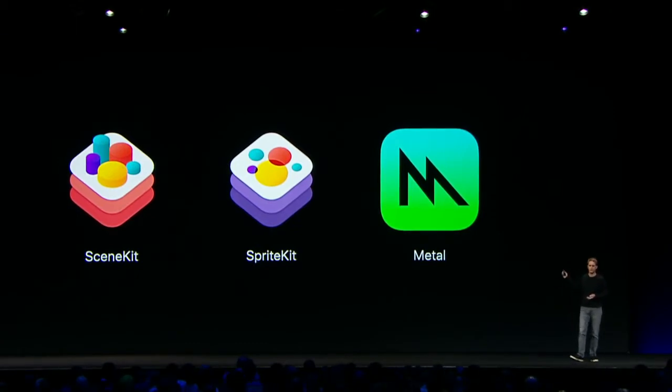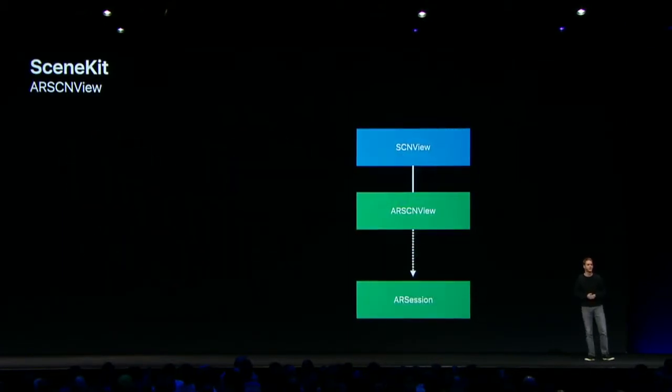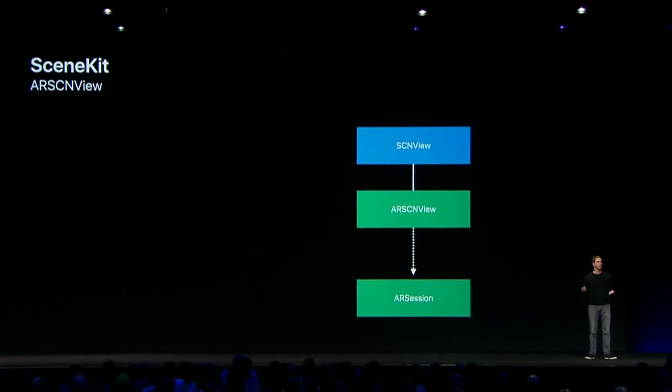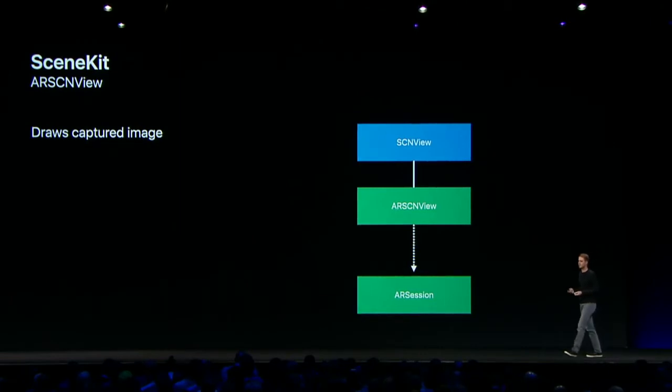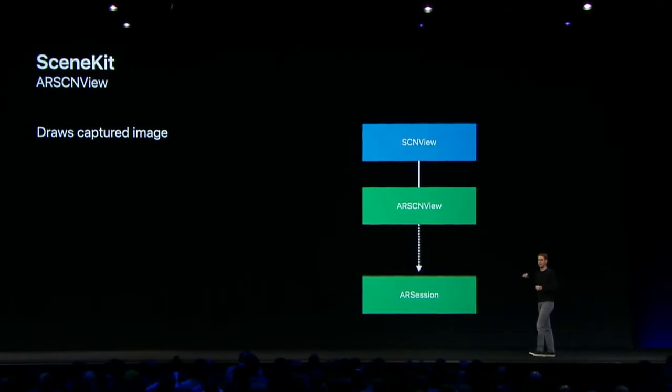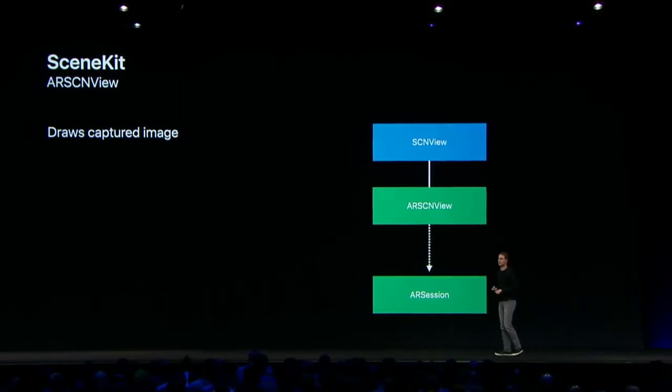So let's have a look at each one of those, starting with SceneKit. For SceneKit, we're providing an ARSCNView, which is a subclass of an SCNView. It contains an AR session that it uses to update its rendering. So this includes drawing the camera image in the background, taking into account the rotation of the device, as well as any viewport changes.